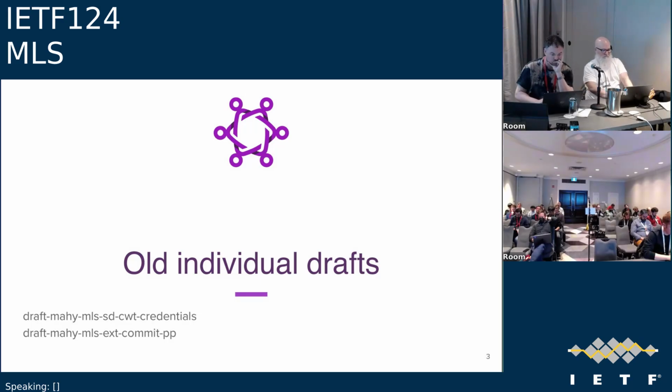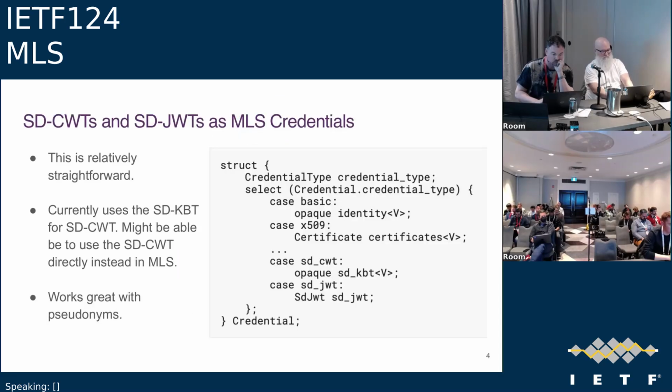All right. Hello, hello. I've got a lot of drafts here. I'm not going to spend a lot of time on each one. I've already talked about the web token credentials drafts, but there's a draft here where I just showed a structure in which we can represent selective disclosure JSON web tokens and selective disclosure CBOR web tokens.